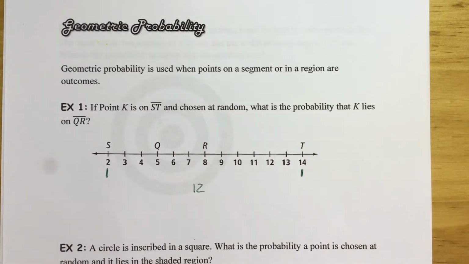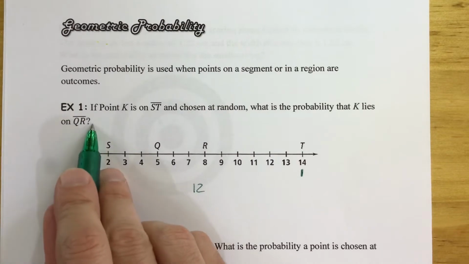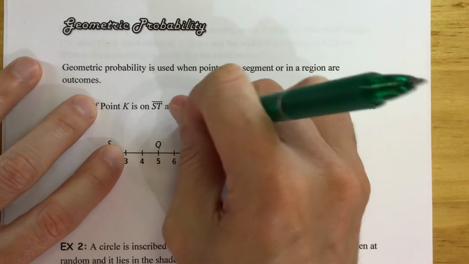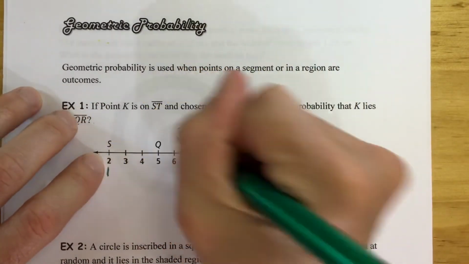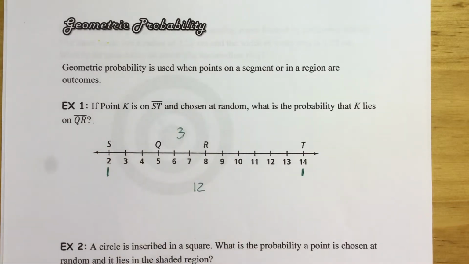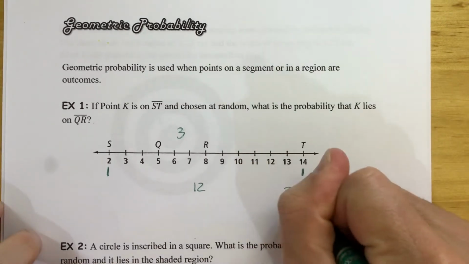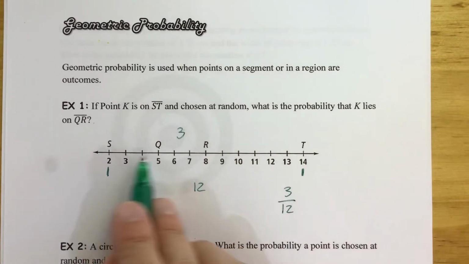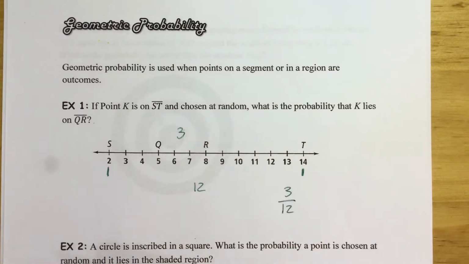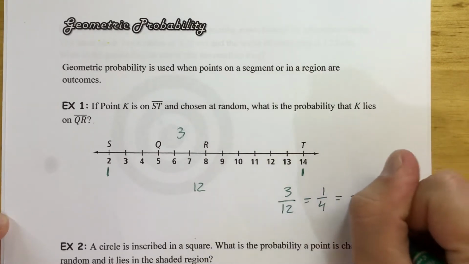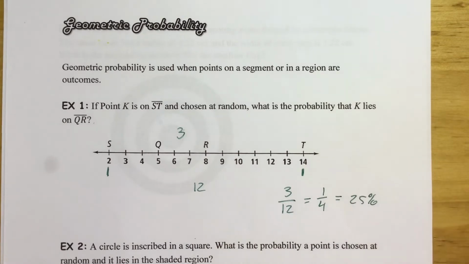What would be the probability that K ends up between Q and R? Well, Q to R has a length of 3 units. So our probability, and this is like theoretical probability, just to tie back to the last set of notes, is going to be 3 out of 12. There are 3 segments out of a total of 12 segments that are part of our favorable outcomes. That does reduce down to 1/4, which you can also call 25% or 0.25.